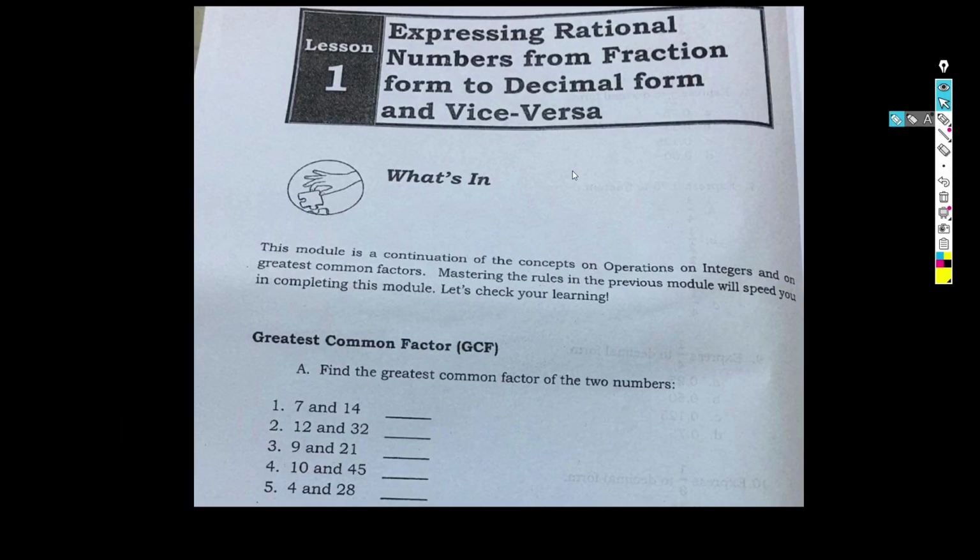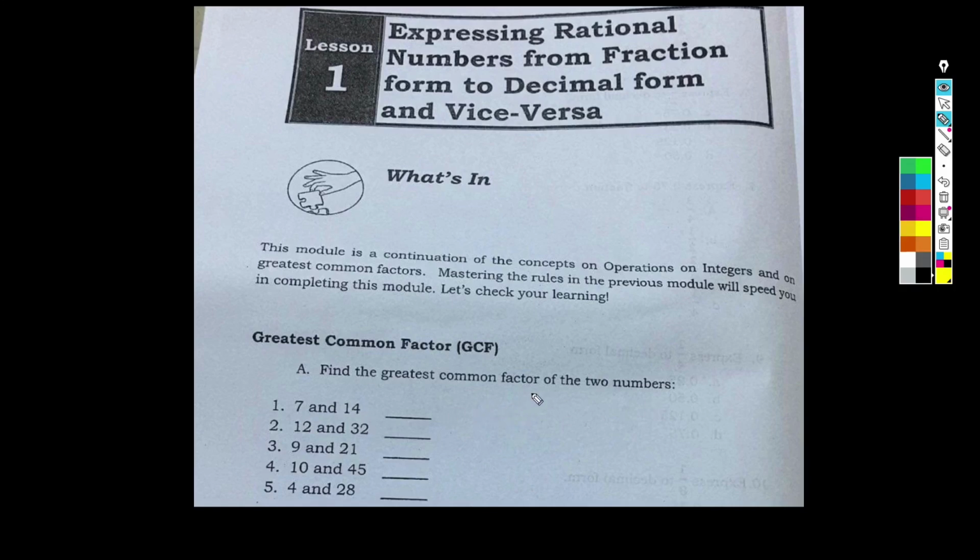Okay, lesson 1, expressing rational numbers from fraction form to decimal form and vice versa. What's in? This module is a continuation of the concepts on operations on integers and on greatest common factors. Mastering the rules in the previous module will speed you in completing this module. Let's check your learning. Greatest common factor. Find the greatest common factor of the two numbers. Okay, you can see here that there are two numbers, 7 and 14.